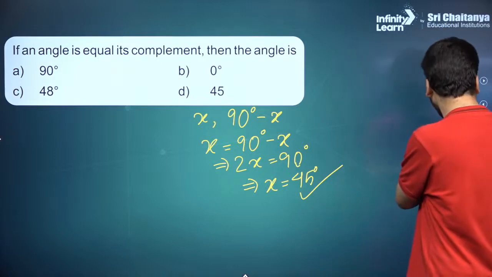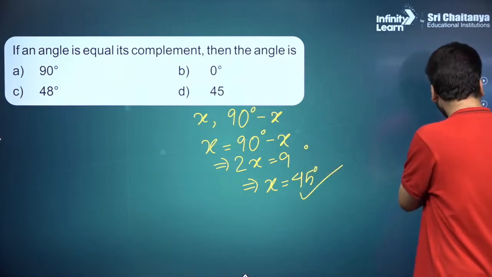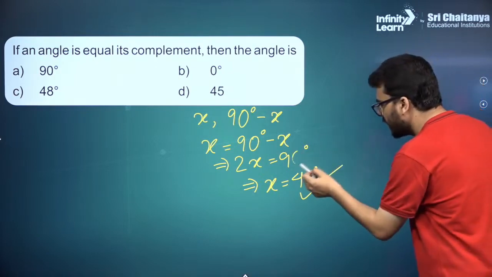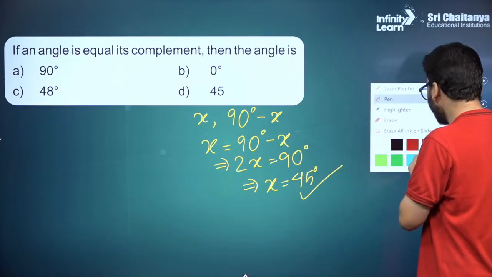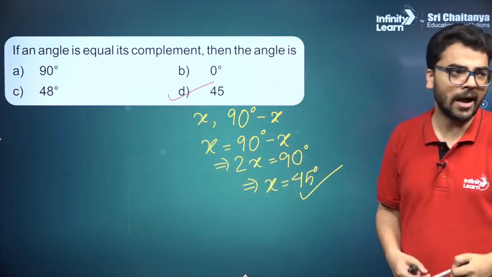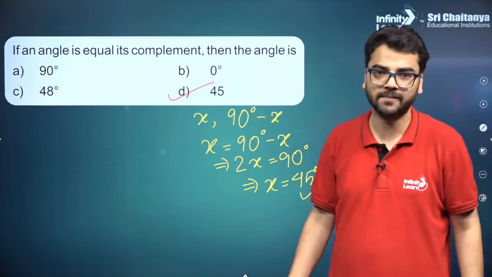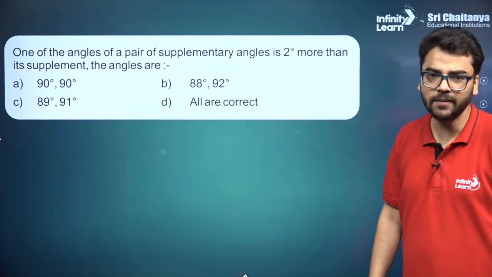Very simple question. Any doubt in the question, guys? Tell me. If an angle is equal to its complement, it means that angle is equal to 45 degrees, sorry. I hope it is clear. A very basic question on the basis of complementary angles. Okay, can you try doing this one?